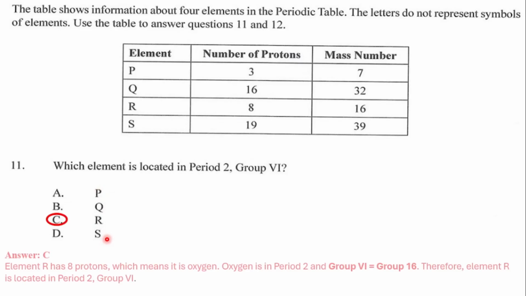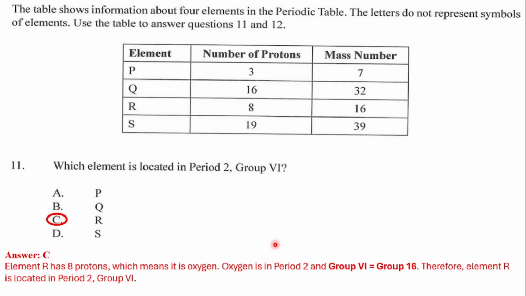The correct answer is definitely going to be R. How many protons does R have? R has 8 protons. Which element has 8 protons? It's definitely going to be oxygen. Oxygen is in period 2, and it is also in group 6, sometimes referred to as group 16. Therefore, element R is located in period 2, group 6, because we're talking about oxygen.